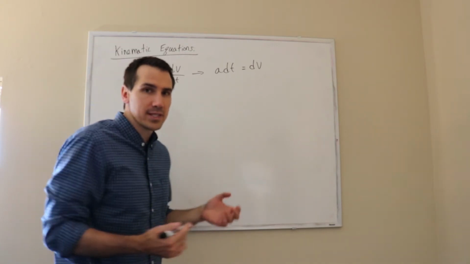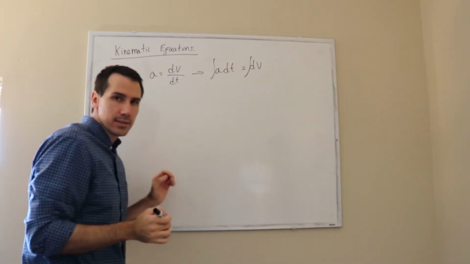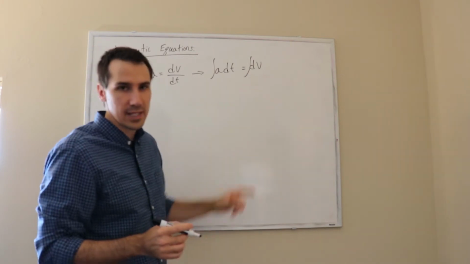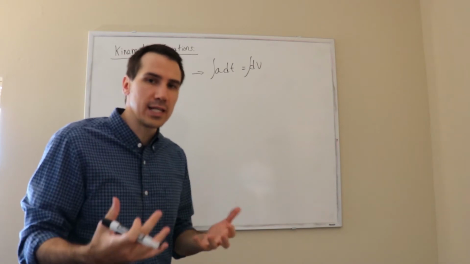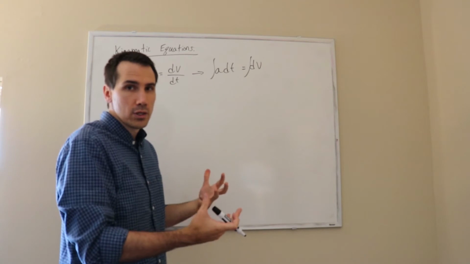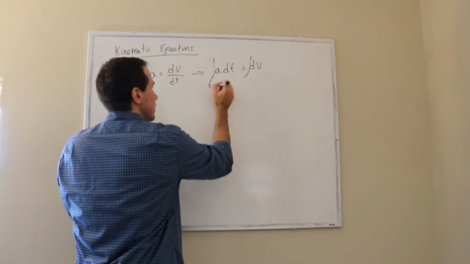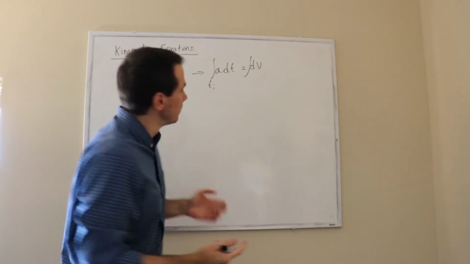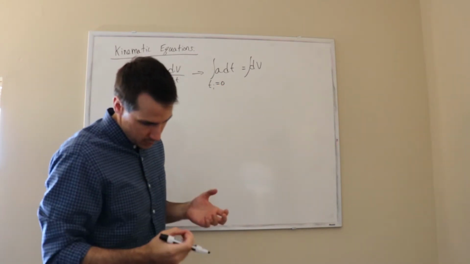And the nice thing about this is now I can integrate both sides. So I have this relation, a times dt equals dv, and then I just need to make sure that I integrate these two things over the same interval. So let's say that I start at some time t initial. That is the time when I start my stopwatch, and we are in general, though not always, going to set that equal to 0.